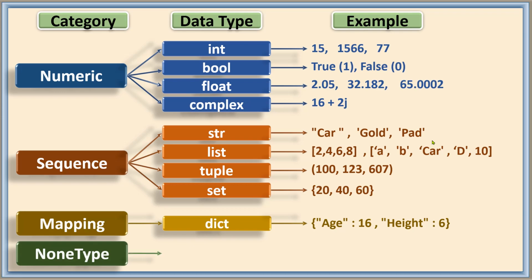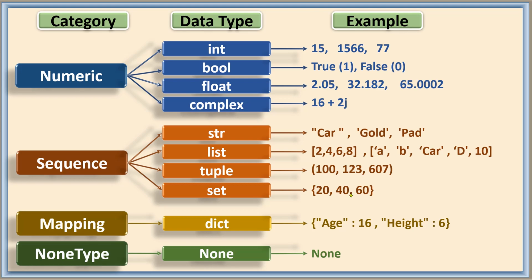None type. Here this is the keyword None, which indicates it is empty. Still no value is assigned to that particular variable. You need to remember only None here is a keyword and all other data types are not keywords.